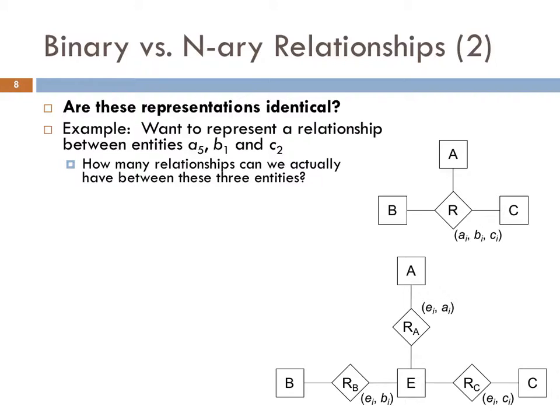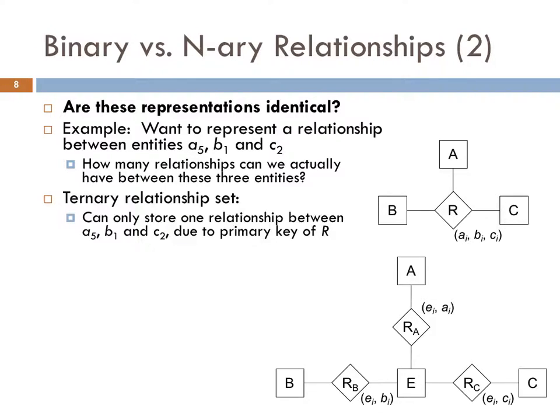Okay, no biggie. The question is, how many relationship instances can we have between A5, B1, and C2? Well, let's say we're taking R. A, B, and C related through R. If we want to represent A5, B1, and C2, we can represent that once, because remember, it's called a relationship set, right? So that's cool. Ternary relationship set, we're good. Our alternate approach, how many times can we represent that particular relationship instance in the second version?